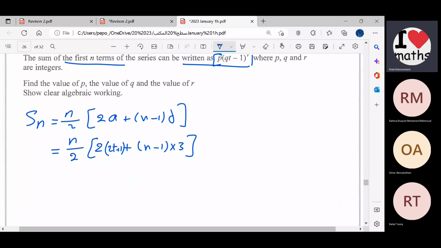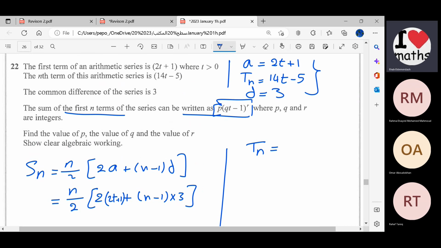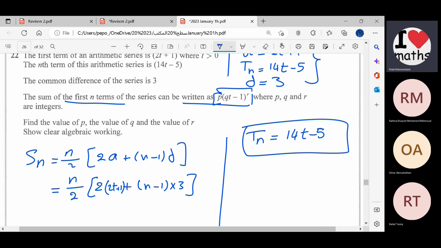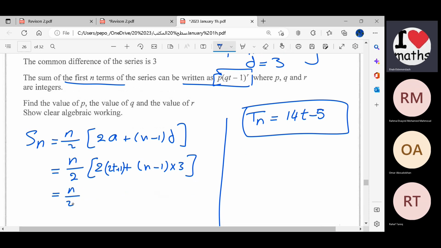Let me just go through this again. In this question I have to give it. The nth term is equal to 14t minus 5. That was the nth term I have. And the other part is the sum of nth term. I just made a replacement, and I can work on this one to simplify it. I don't have more than the nth term and the sum of nth term.